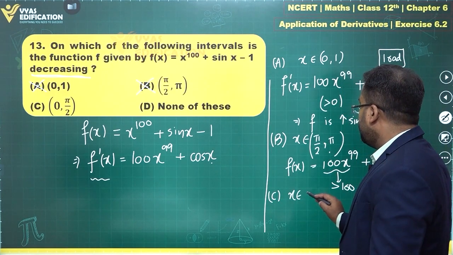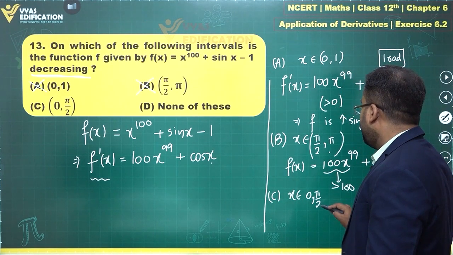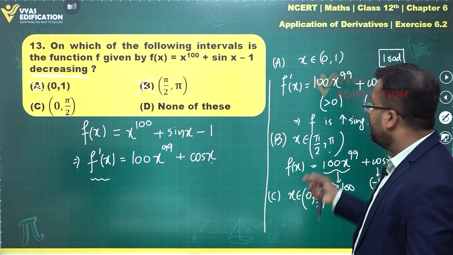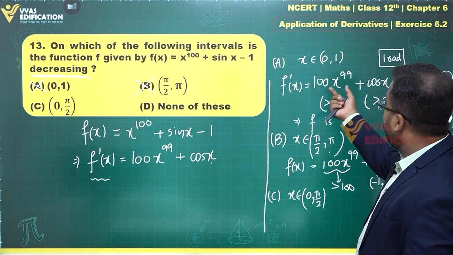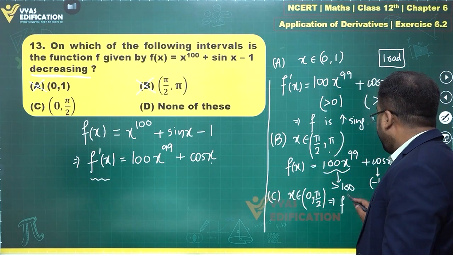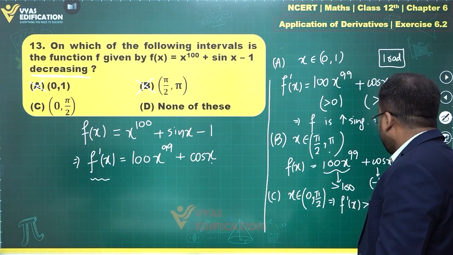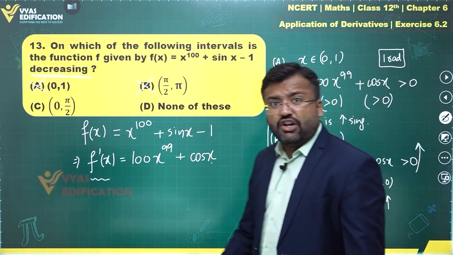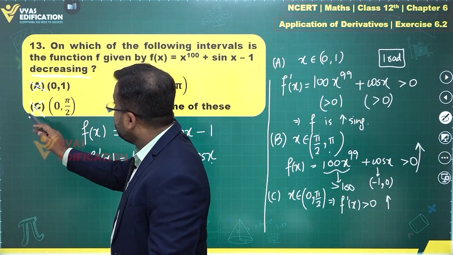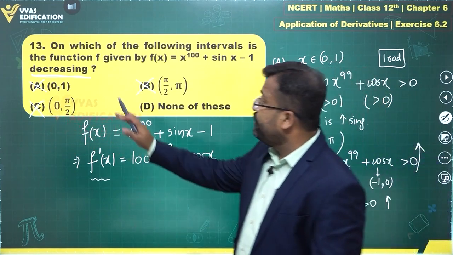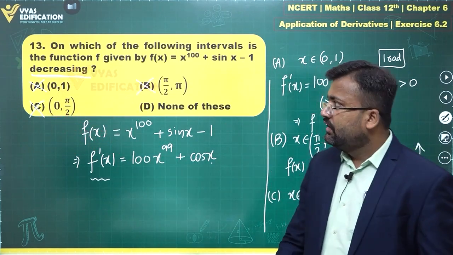x belongs to (0, pi/2). Now, this option is similar to option A because this is the first quadrant. cos x will be positive and this is also positive. So, this gives me f'(x) is greater than 0. Again the function is increasing. The function is not decreasing in any of these intervals. The function is increasing in A, B and C.